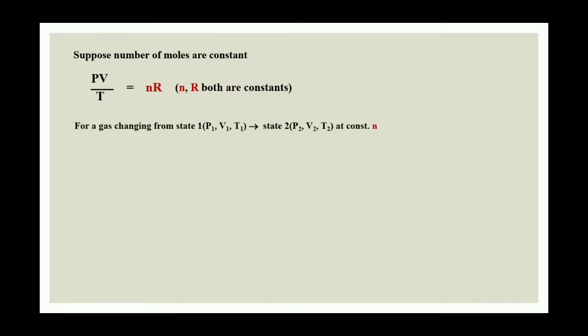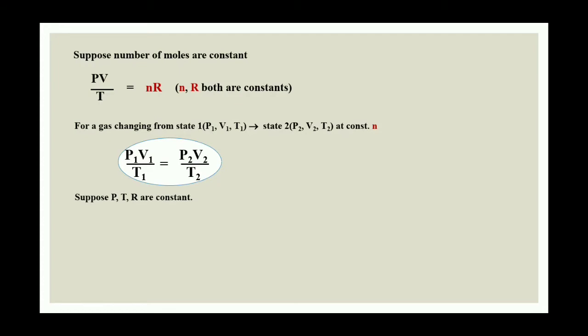Imagine a gas is changing from one state to another state. So you will get another equation: P1V1/T1 = P2V2/T2. Here pressure, volume, temperature, everything is varying, but n is constant. You know R as well. R is a constant, that is the universal gas constant. What is the meaning of that? Universal gas constant means it is a constant value for all gases in the universe. Whatever the gases are, this R value is the same for all gases. So P1V1/T1 = P2V2/T2.